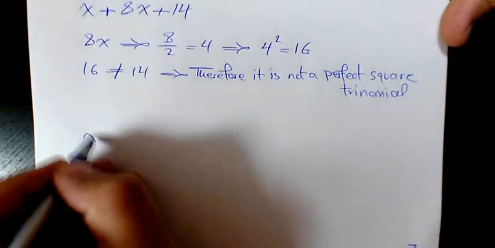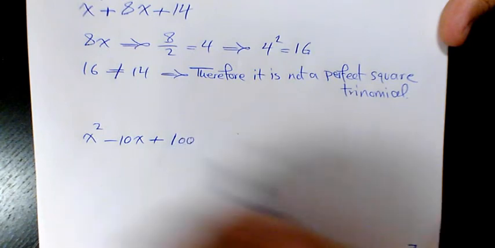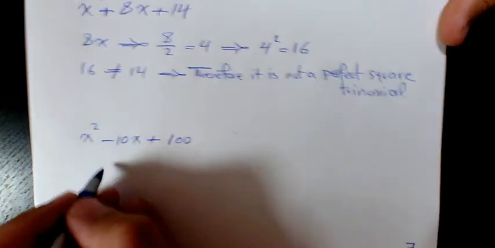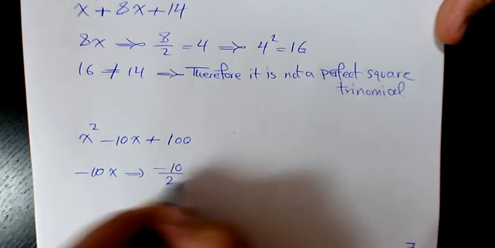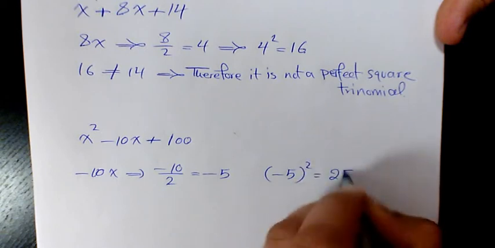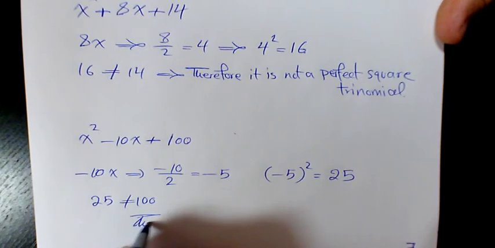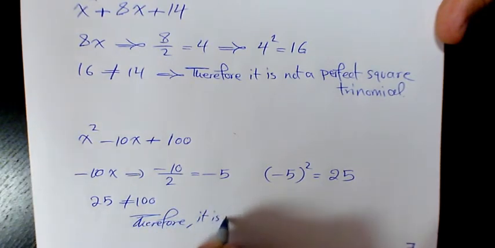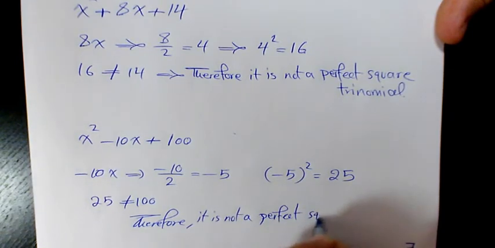Next one, x squared minus 10x plus 100. We have negative 10x. Negative 10 divided by 2 is going to be negative 5. Negative 5 squared is going to be 25. 25 is not equal to 100. So therefore, it is not a perfect square trinomial.